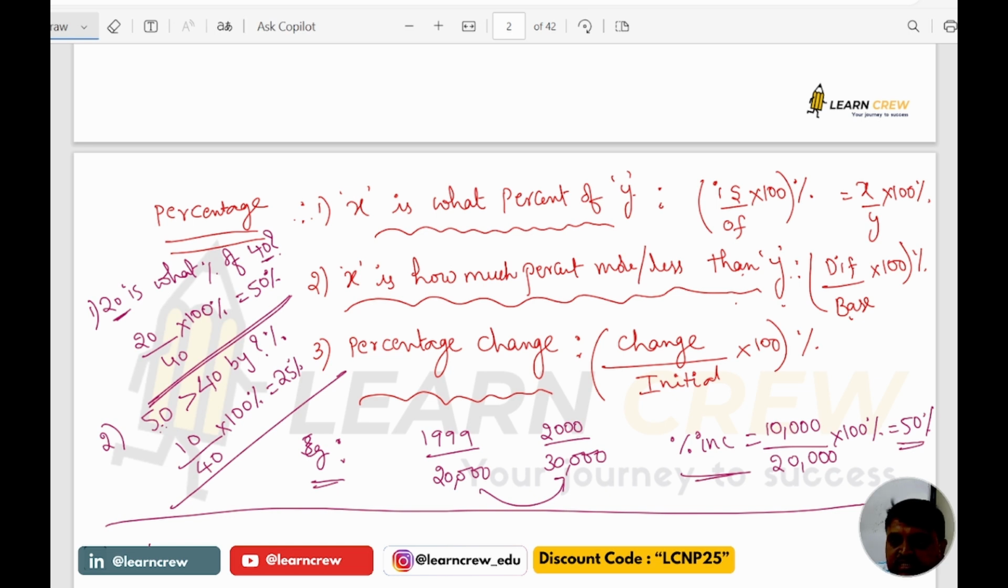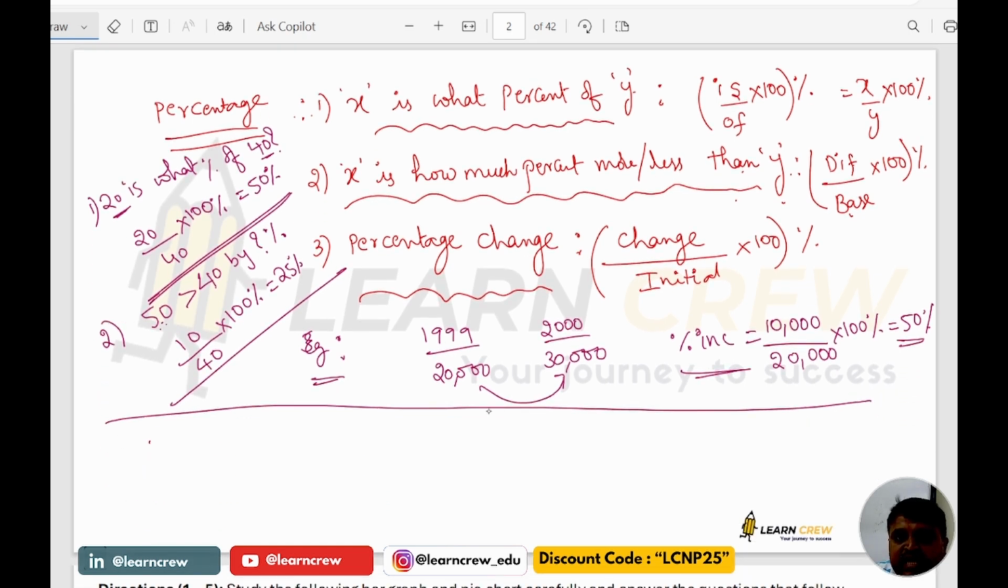Okay, now next, ratio. Ratio is simply the comparison. For example, in 1999 the population is 20,000. In 2000 the population is 30,000. What is the ratio of this population? You can say 2:3. It is such an easy thing.